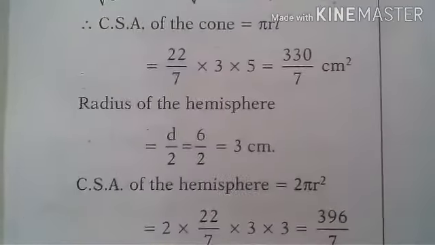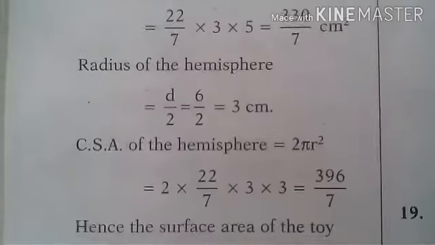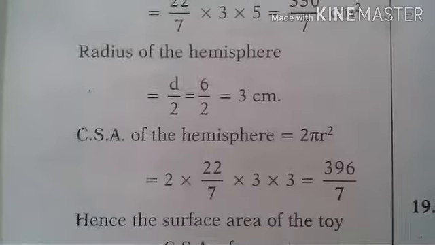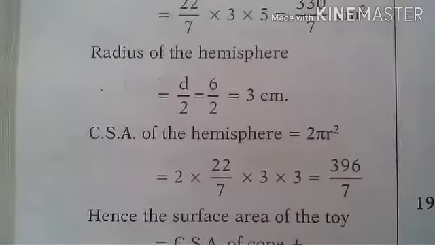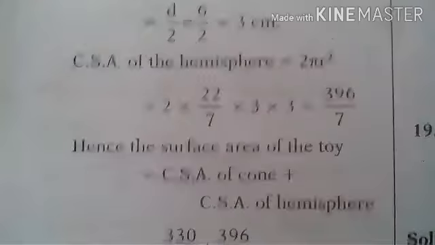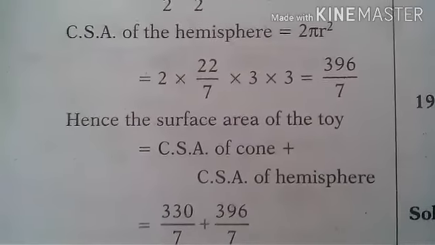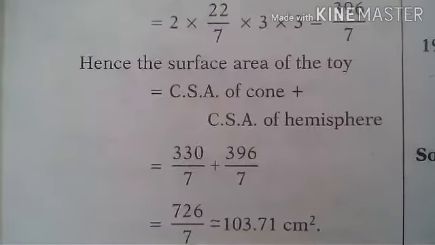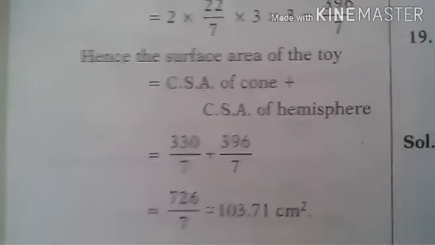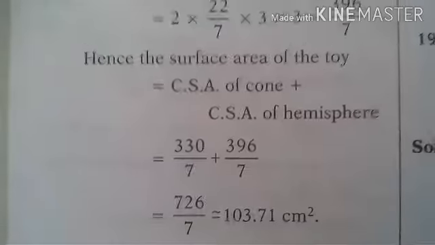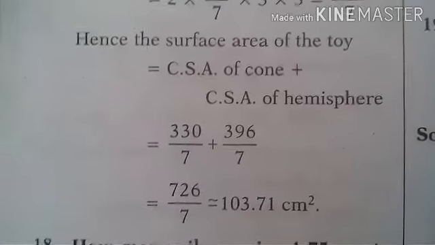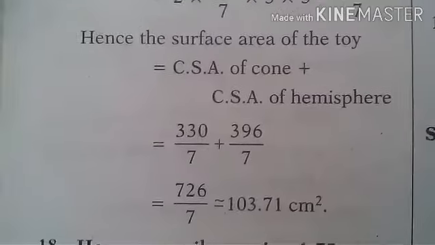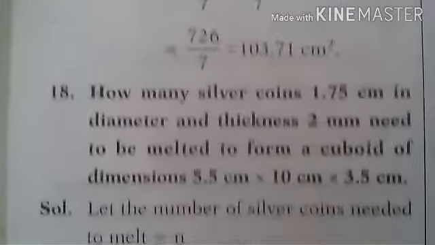Radius of hemisphere is equal to 3 centimeters. CSA of hemisphere is equal to 2 pi r square. When you are substituting, we will get 396 by 7. So surface area of the toy is equal to CSA of cone plus CSA of hemisphere. So denominator same, we can add the numerators. We will get 726 by 7 is equal to 103.71 centimeter square.